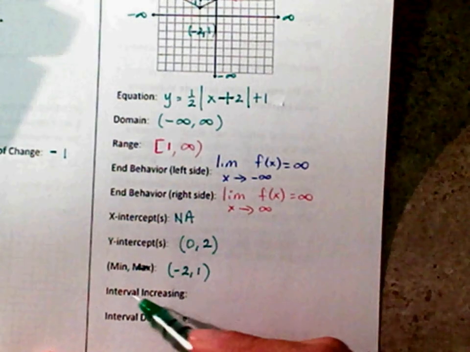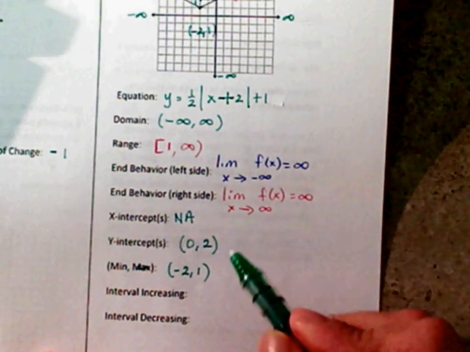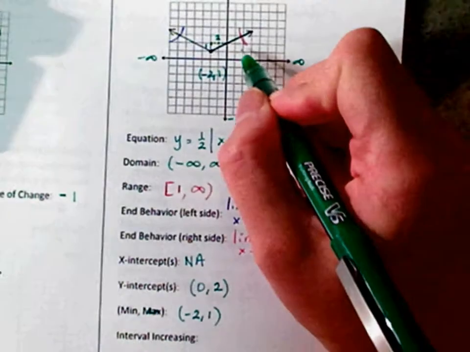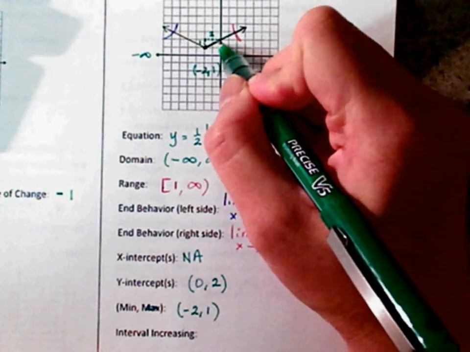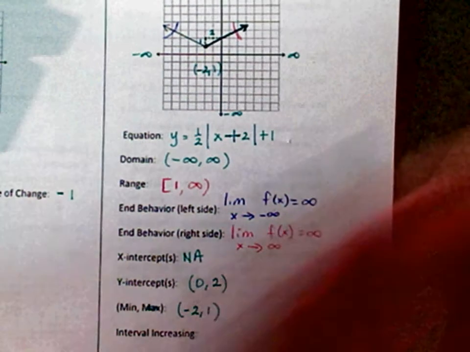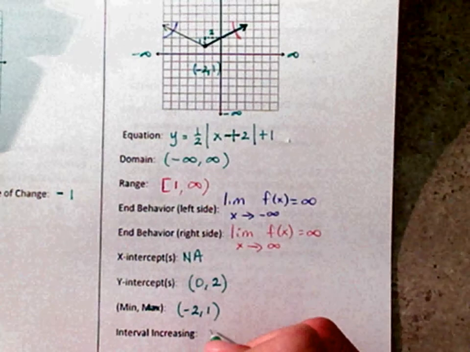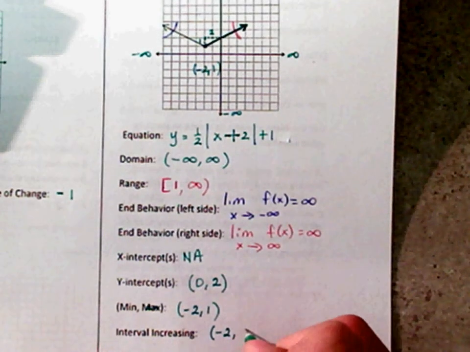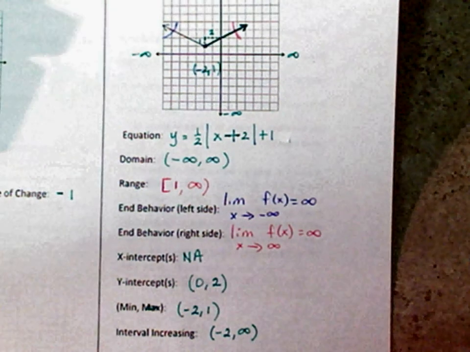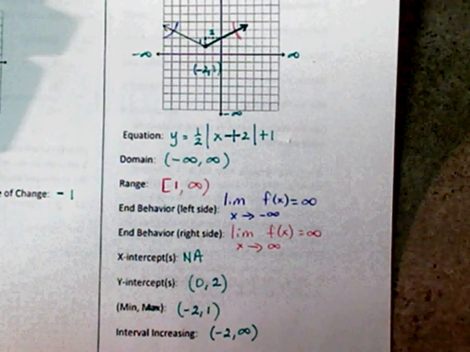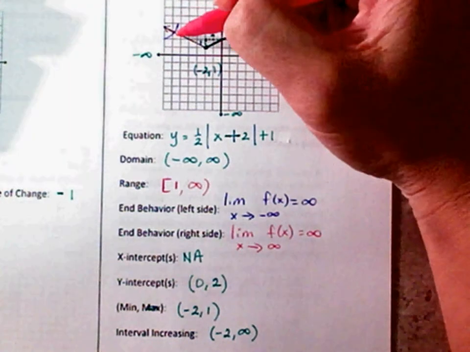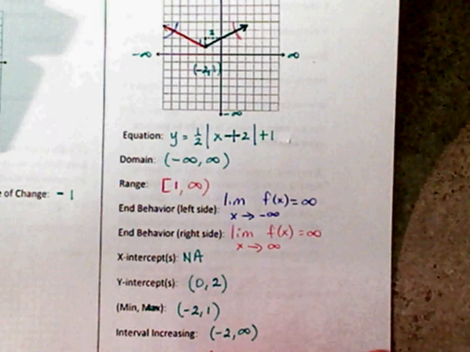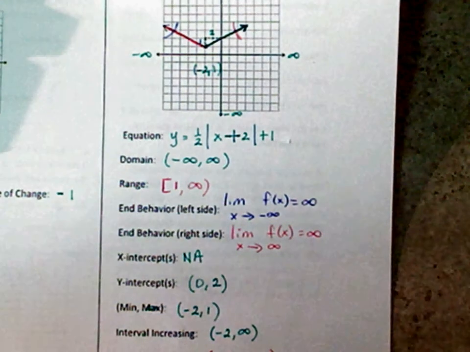All right. Interval increasing. Where do you see it increasing? I see it increasing starting right here, going all the way up. There is your increasing. So your increasing is always your x values. So you start off at negative 2, and it goes on forever. Okay. Your decreasing, where do you see it decreasing? It's going down this way. That's your decreasing. You're starting off at negative infinity, and you stop at negative 2. And there's your number 1 through 5.